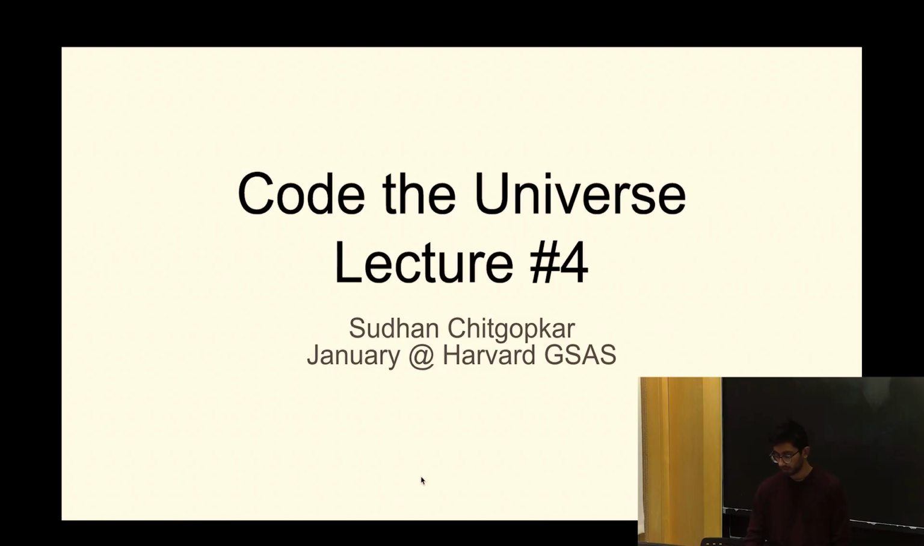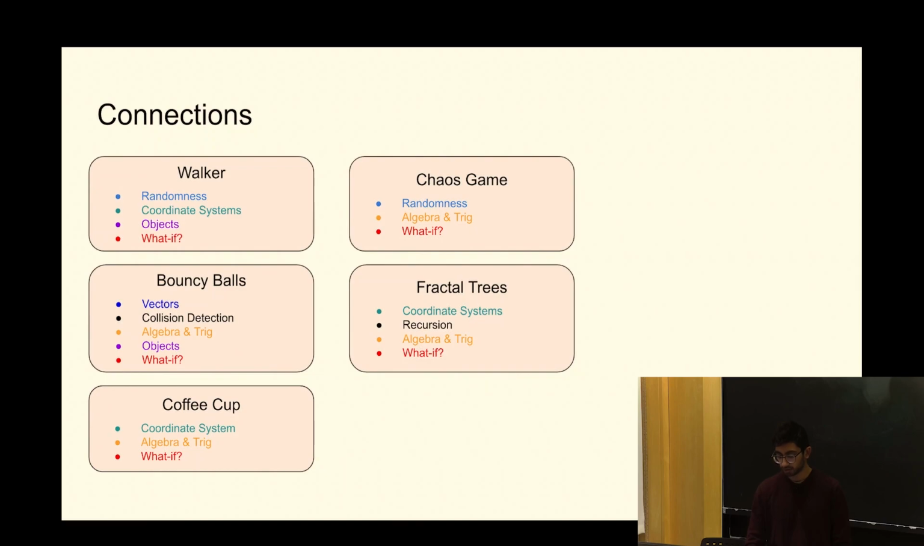All right, so that being said, let's go ahead and start by taking a look at some of the connections between the patterns that we've created so far. So if you'll recall, we've really focused on 5 different visualizations so far in the course. The first being that random walker that we created in lecture 1. And then in lecture 2, we kicked things off with bouncy balls and coffee cups. And then last lecture, we talked a little bit about chaos and fractals. And so we did the chaos game and fractal trees.